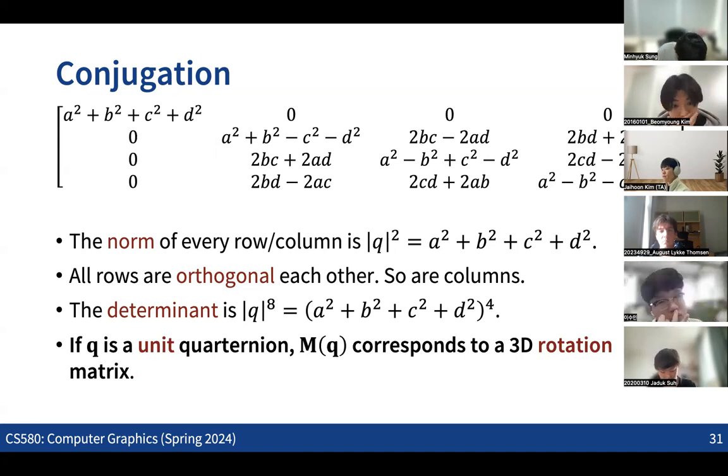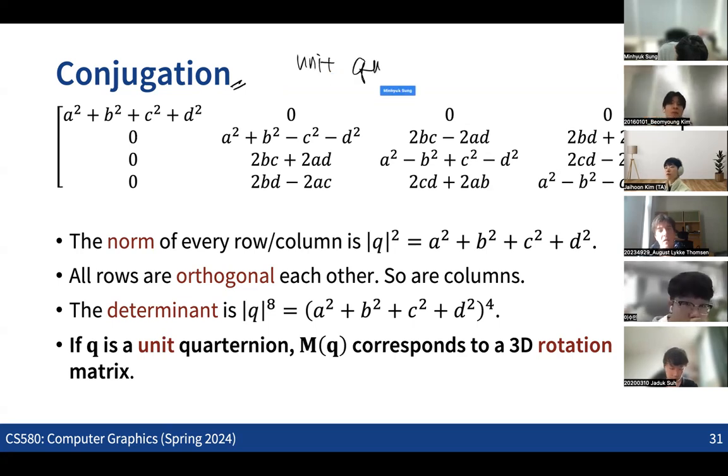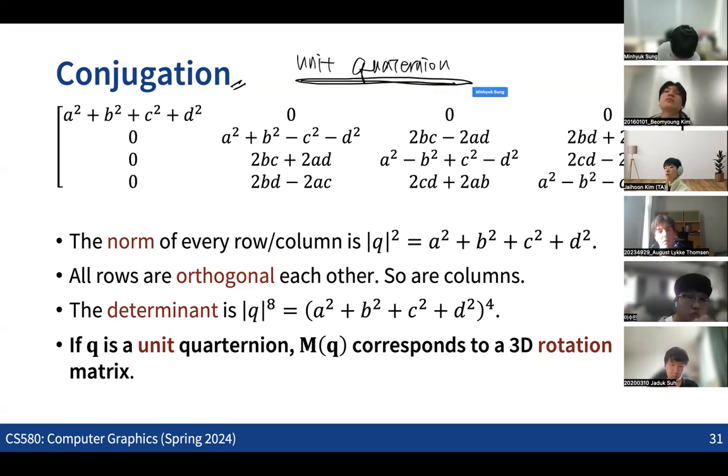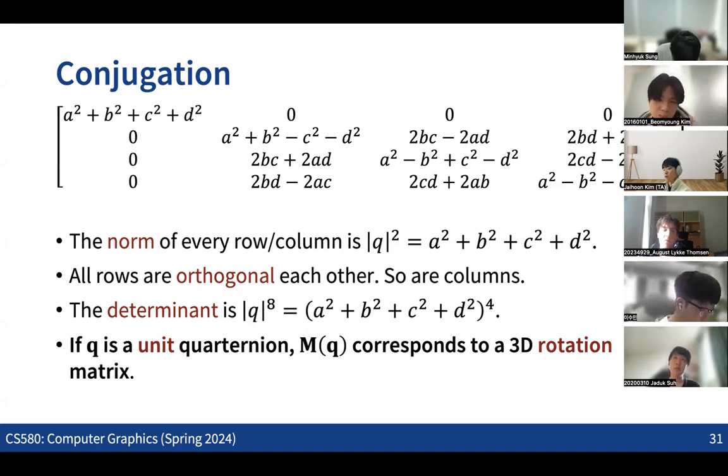So from this linear map, the formulation of the conjugation operation for the unit quaternion, we can see some kind of correspondence between each unit quaternion and the 3D rotation by having this conjugation operation. So this is the way that we can find a mapping between the unit quaternions and the 3D rotations. Is it clear?